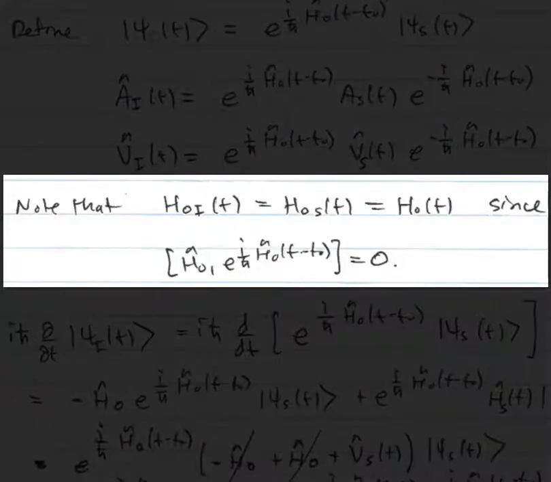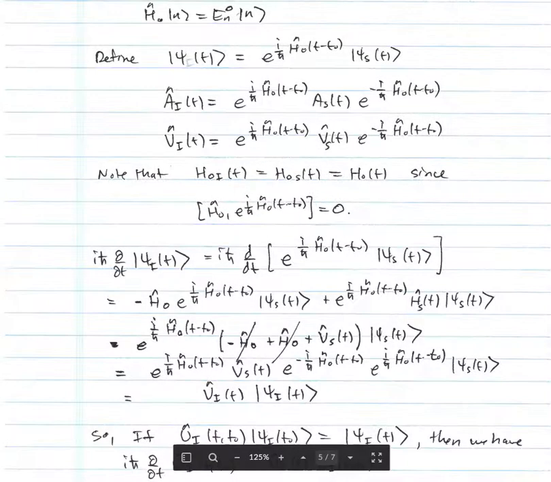So what you can note is that the interaction representation of H0 will equal the interaction representation of H0 Schrodinger of t, which is just H0 of t, which is just H0 because H0 does not have any time dependence. And that all follows from the fact that H0 commutes with any function of H0. So in particular, it commutes with e to the i over h bar H0 times (t minus t0).